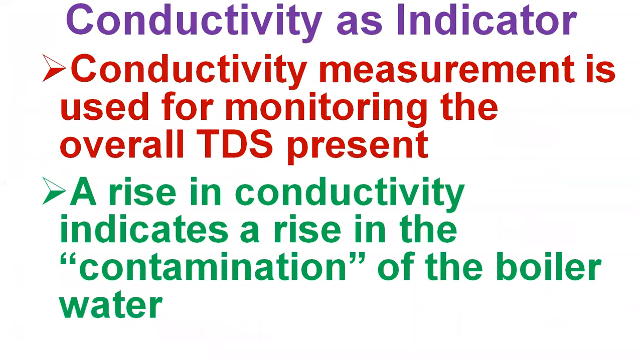Then we see conductivity as an indicator of boiler water quality, since it is tedious and time consuming to measure total dissolved solids in the boiler water system. Conductivity measurement is used for monitoring the overall TDS present in the boiler. A rise in conductivity indicates a rise in the contamination of the boiler water. Conventional methods of blowing down the boiler depend on two kinds of blowdown: intermittent blowdown and continuous blowdown.